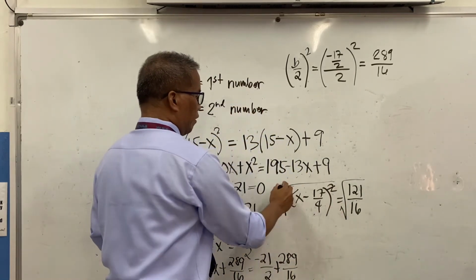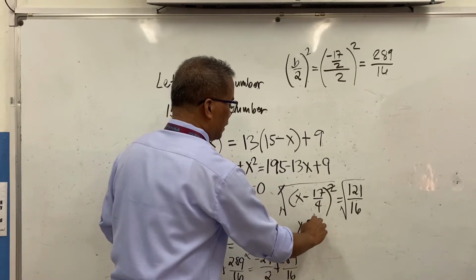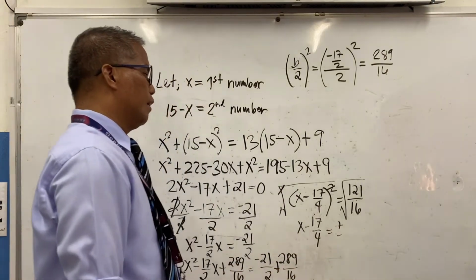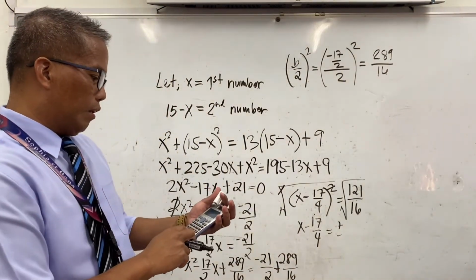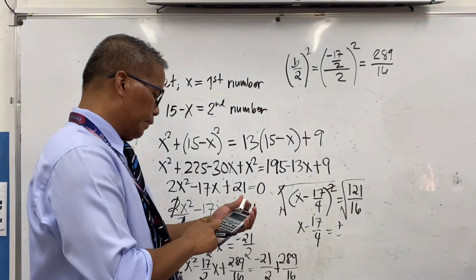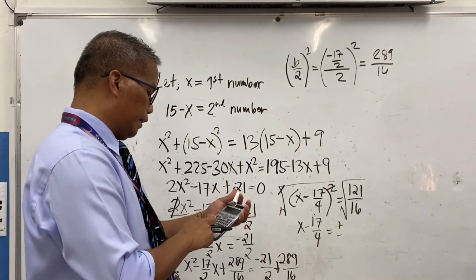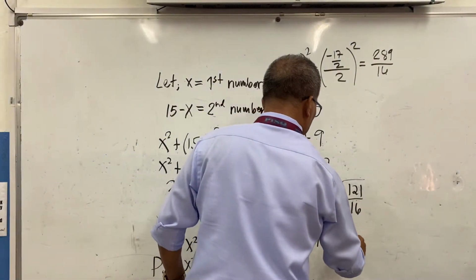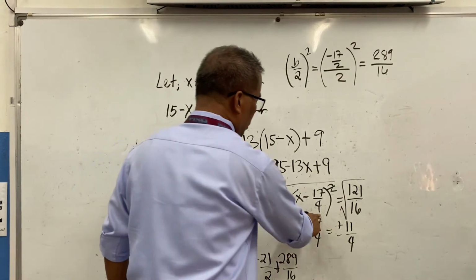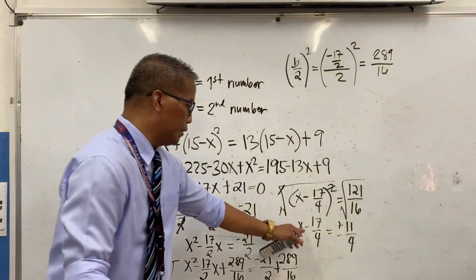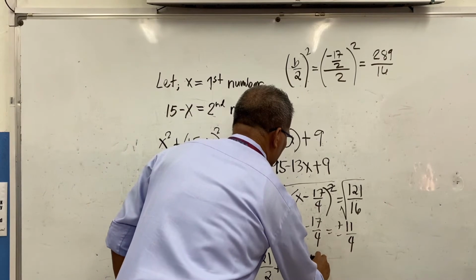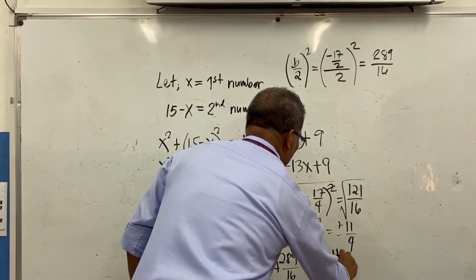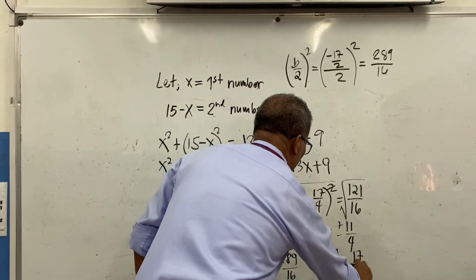So the square root of this will become x minus 17 over 4 is equal to positive negative square root of 121 over 16, which is equal to 11 over 4. Now transpose 17 over 4, negative 17 over 4. So x equals positive negative 11 over 4 plus 17 over 4.